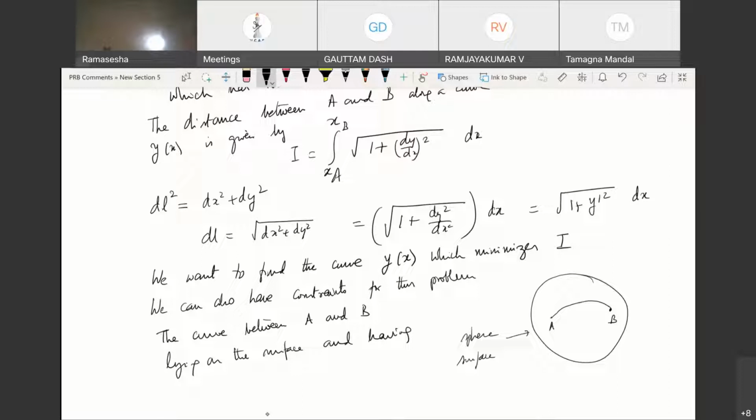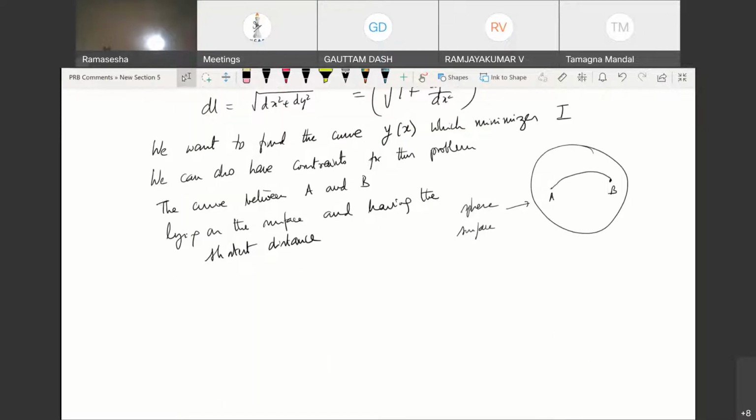So which means that it must be subject to a constraint: the integral I equal to the integral from A to B of ds, which is the variable on that. This should be minimum subject to the constraint that the curve C lies on the surface S.